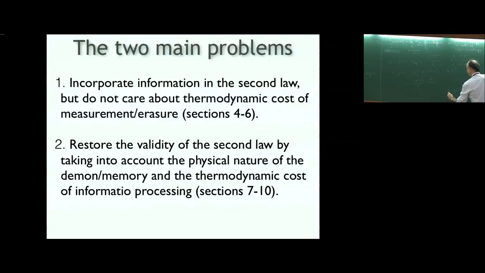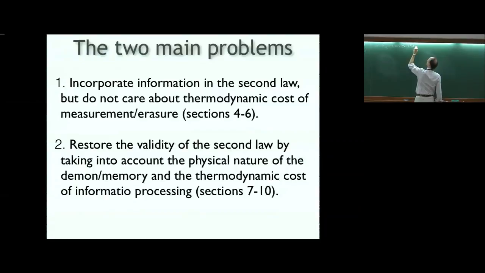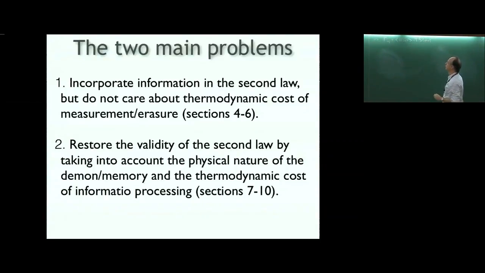I will call this the equilibrium free energy. So from that, you get that the equilibrium free energy is the energy minus TS. So for equilibrium systems, the Shannon entropy is really the physical entropy.